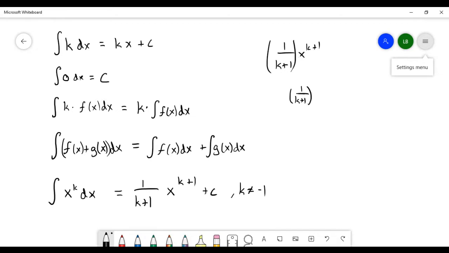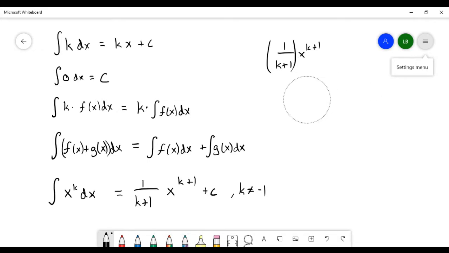Then by the power rule, we just multiply by the power on x, so times k plus 1, and then times x, and decrease the power by 1. And 1 over k plus 1 and k plus 1 cancel, and we're left with just x to the k. So we can see that this is the integral of x to the k.